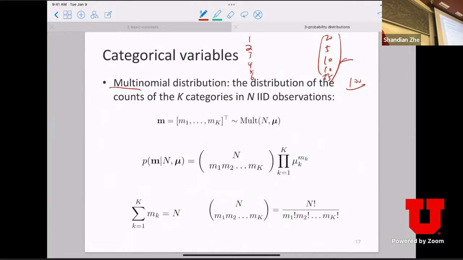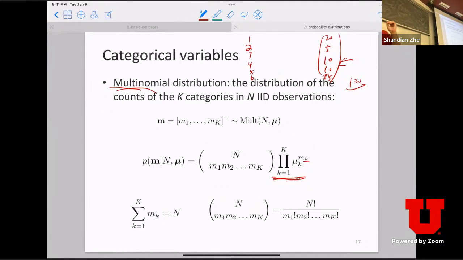If you want to know the probability of the counts of those categories after you have performed many experiments, we can use the so-called multinomial distribution to compute it. It's very similar to the binomial case, where for each particular count, one realization of this count has probability simply the product of the corresponding probability mu_k to the power of the number of appearances m_k. But you have to add up all possible realizations.